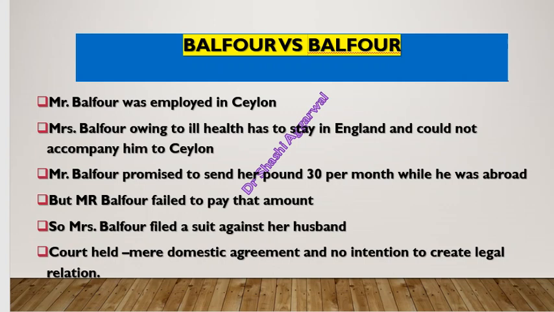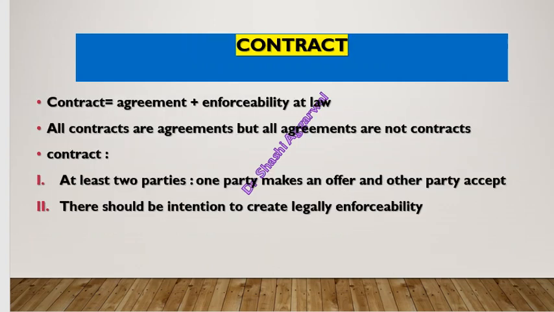The court held it is a domestic agreement. Here, that is the domestic agreement between the husband and wife, and both do not have an intention to create the legal relationship. It is no contract. So Mrs. Balfour had no remedy. So contract is agreement and it should be legally enforceable. All contracts are agreements, but all agreements are not contracts. It's a very significant question which we will be understanding in the next video.